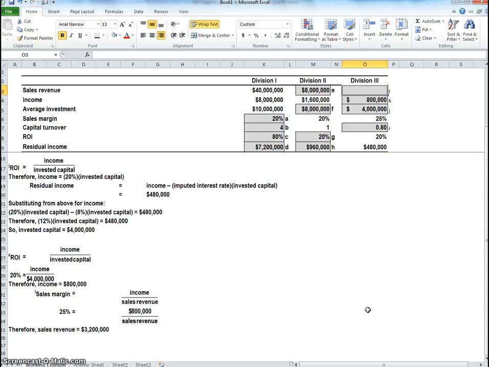All right, so the last piece we have to solve is sales revenue. And again, this one gets a little bit easier as you fill in more pieces of the puzzle. The easiest way to find sales revenue is to use the sales margin formula, which again, sales margin is income divided by sales revenue. We know the sales margin, we know the income. So we can solve this algebraically, and we get to sales revenue of $3.2 million.